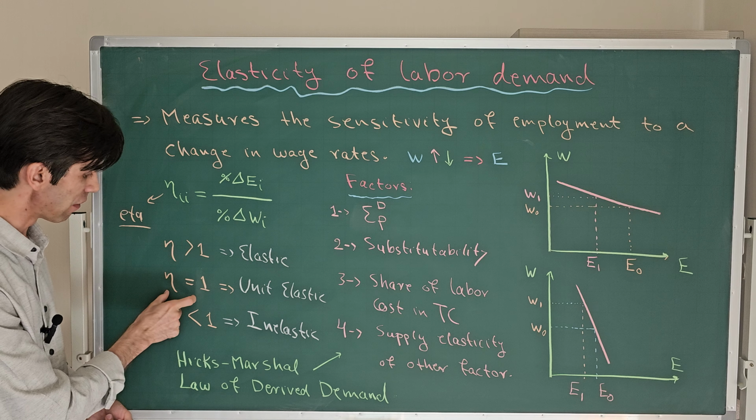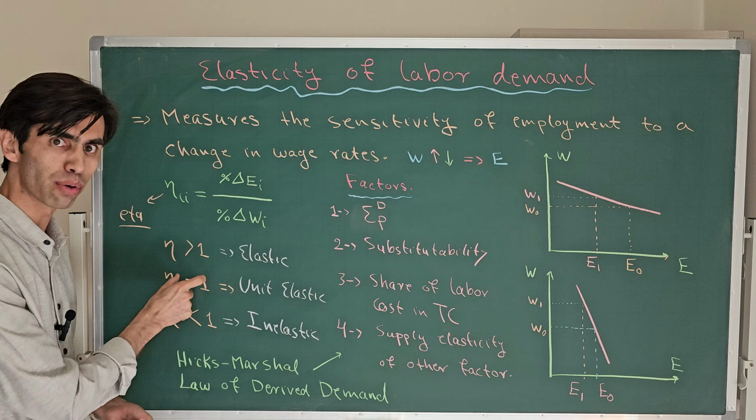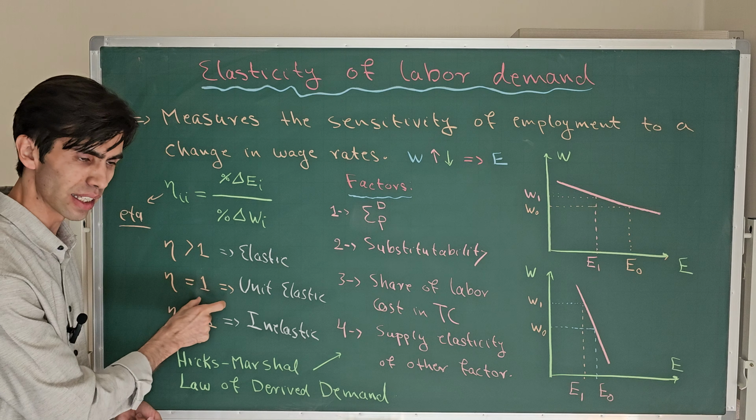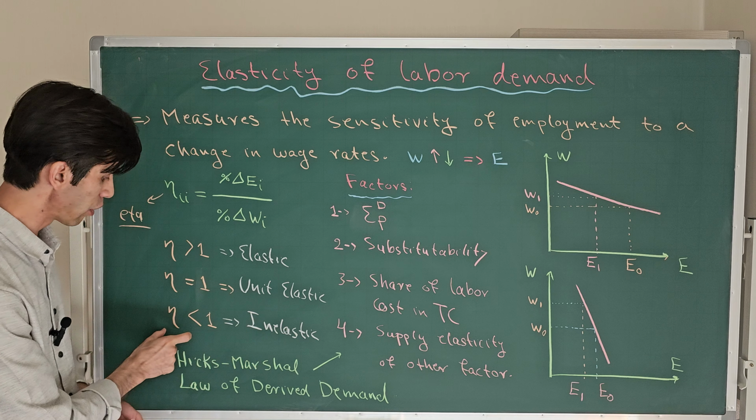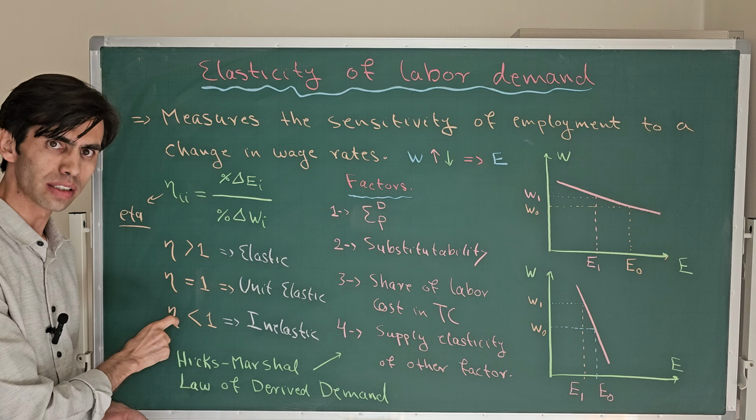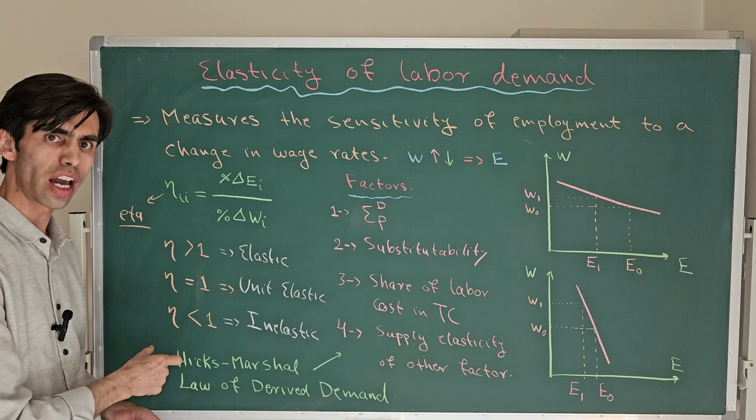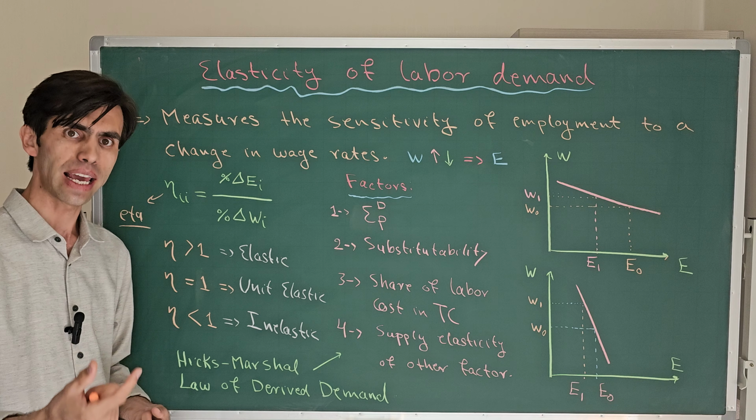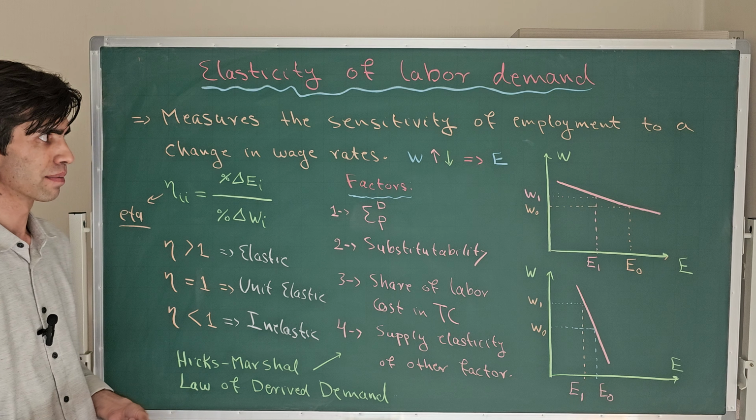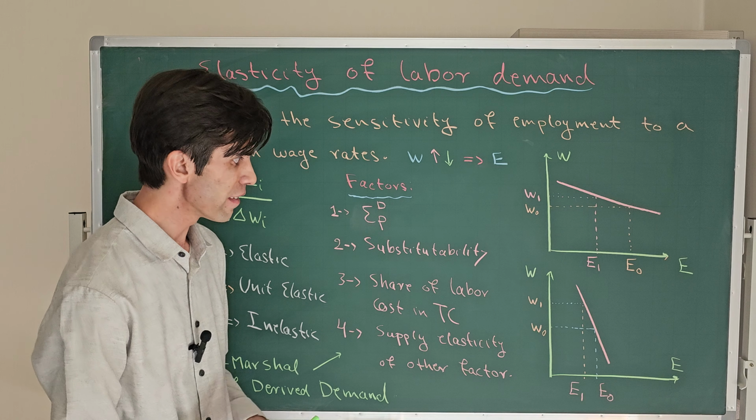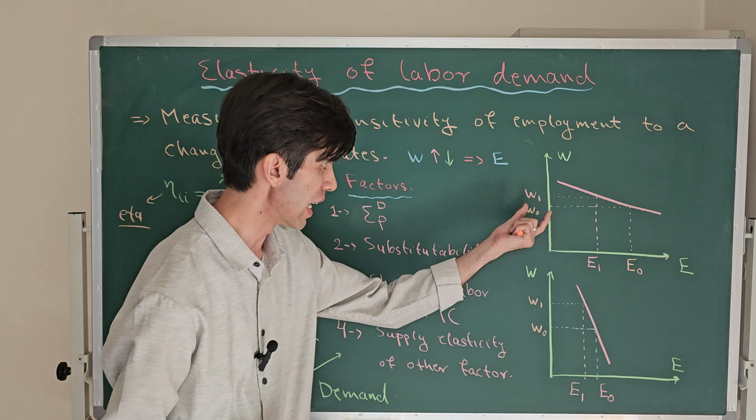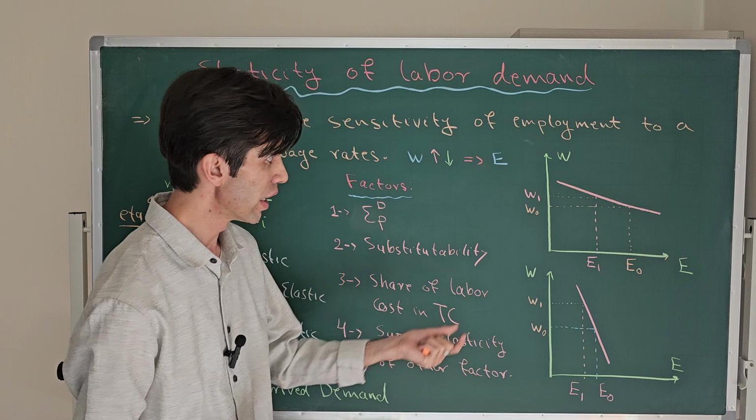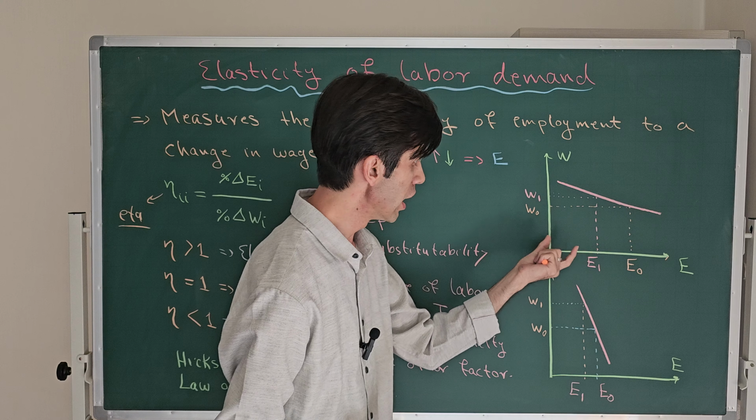But when the wage rate changes by 10% and the employment level declines by 10%, 10 by 10 will be equal to 1. It's called unit elastic. And when the wage rate changes by 10%, but the employment level declines, for example, by 8%, then 8 by 10 will be equal to 0.8. So it's inelastic.